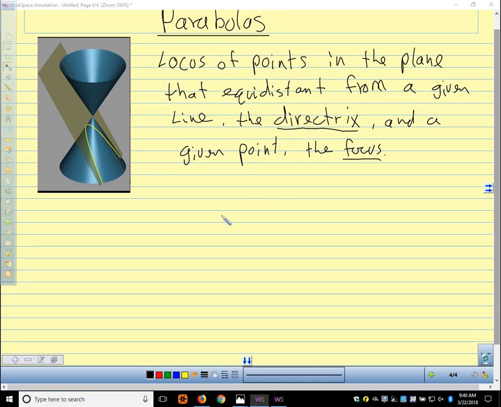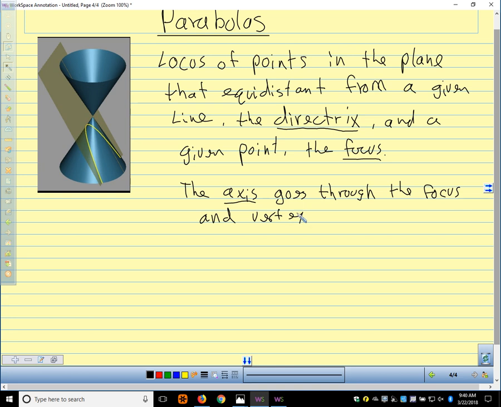And we're going to say the axis, we called it the axis or the axis of symmetry before, goes through the focus and the vertex, perpendicular to the directrix. And we'll draw a picture in just a second.